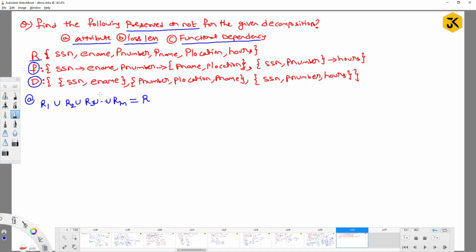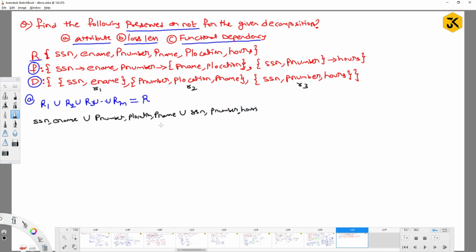So now, with the given scenario, if I call this relation R1, R2, and this relation R3, what are the attributes for the relation R1? They are SSN, ename. Good. And what are the attributes for R2? P number, P location, P name. Good. What are the attributes for R3? SSN, P number, and hours.